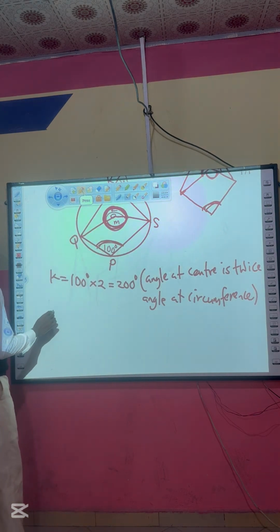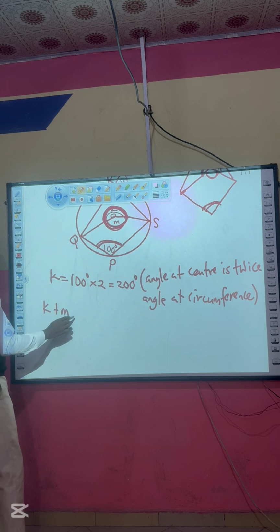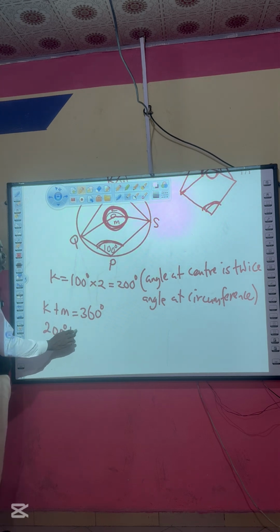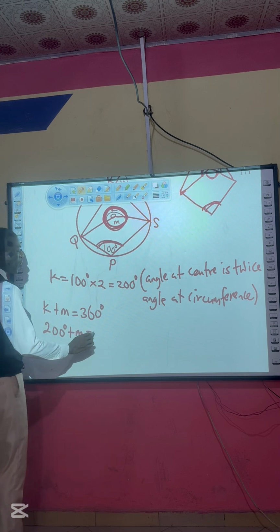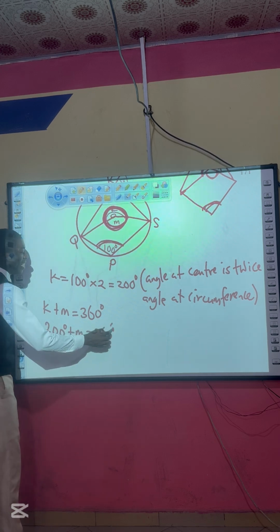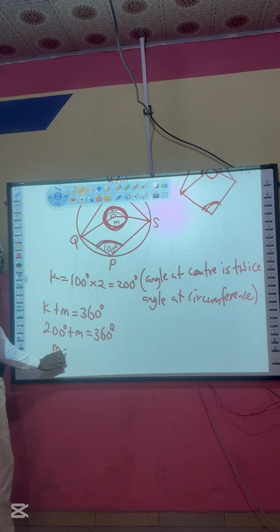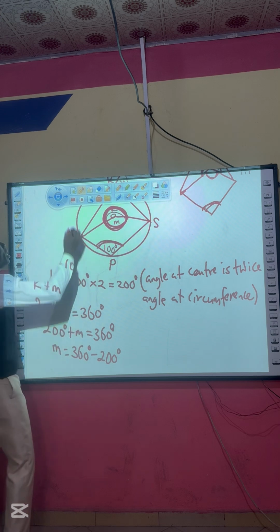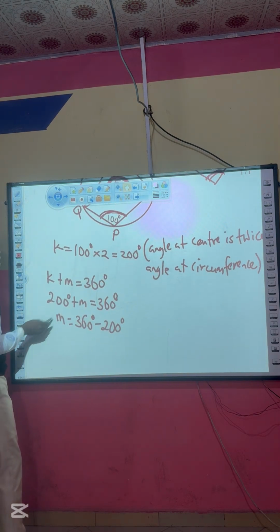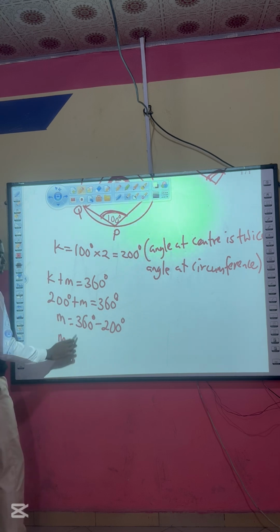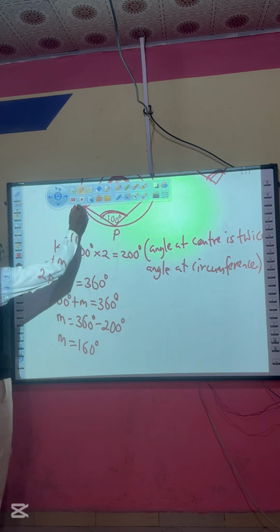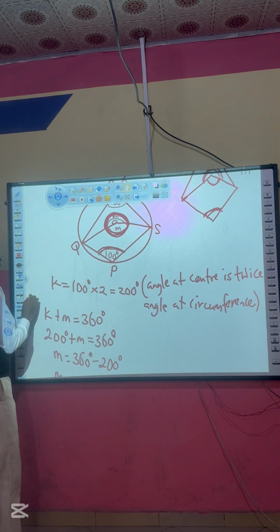So I am going to say angle K plus angle M is equal to 360 degrees. But we found the value of K as 200. So it's like 200 degrees plus M, I hope you are following, is equal to 360 degrees. Take 200 over. So we have M equal to 360 degrees take away 200 degrees. Meaning that M is equal to 360 minus 200, which will give us 160 degrees. So that means that we found the value of K and the value of M.